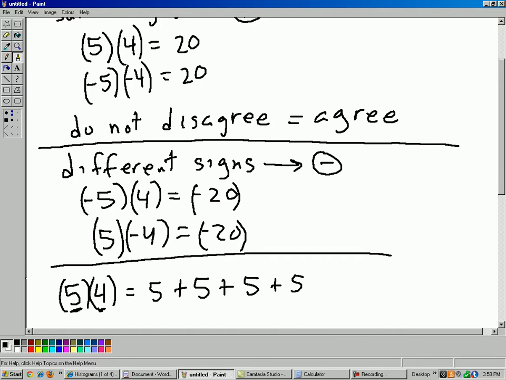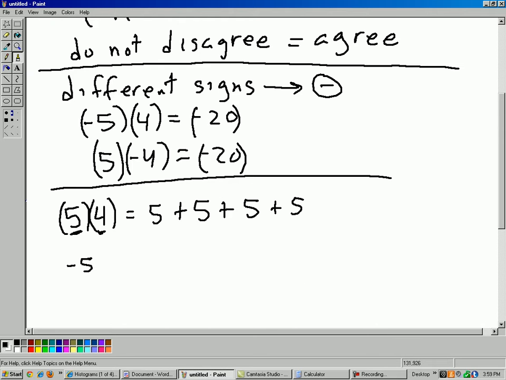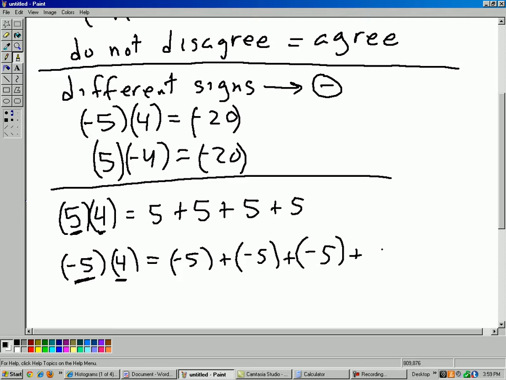All right, so now let's take a look at negative 5 times positive 4. Use the same meaning of multiplication. It means you take a negative 5 and add it together 4 times. So that means negative 5 plus negative 5 plus negative 5 plus negative 5. And we know that a negative is like losing money. So you lose $5, you lose 5 more dollars, lose 5 more dollars, lose 5 more dollars. Altogether, you lost $20. So that's why different signs give you a negative.